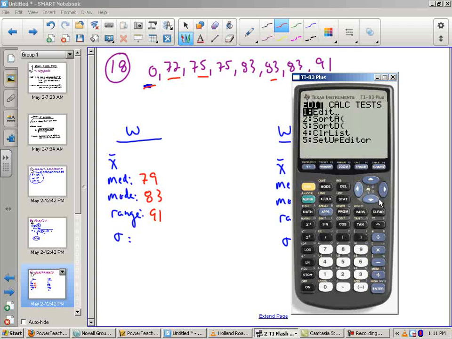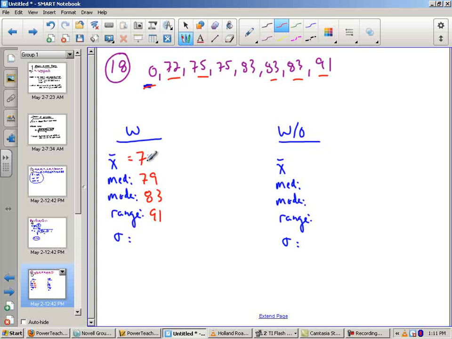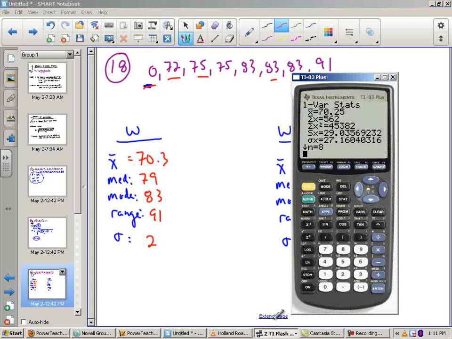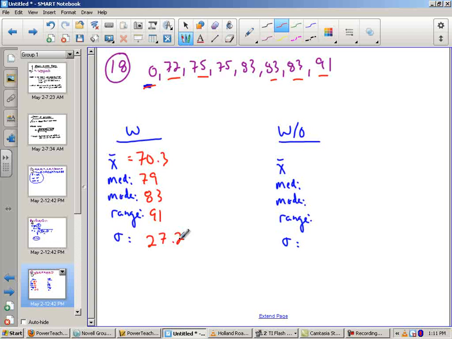So now I'm going to go to stat. I'm going to run a calculation of the first variable, one variable statistics. And here's what I come up with. 70.25 is the average, the mean, so 70.25 or 70.3. And the standard deviation was 27.2. That is a huge standard deviation. And notice that the average is lower than almost all of the values. That's how much this 0 changed things.